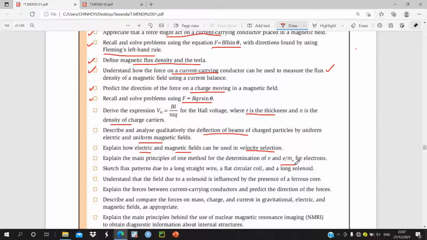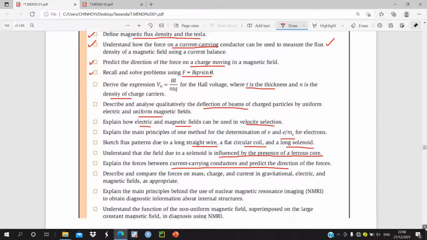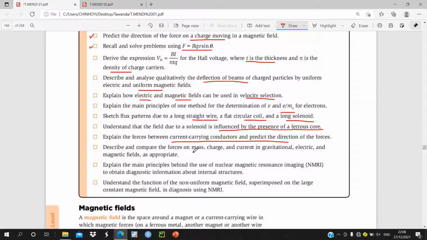We also need to sketch the flux patterns due to a long straight wire, a flat circular coil and a long solenoid. Understand that the field due to the solenoid is influenced by the presence of a ferrous core. Explain the forces between current carrying conductors and predict the direction of the forces.